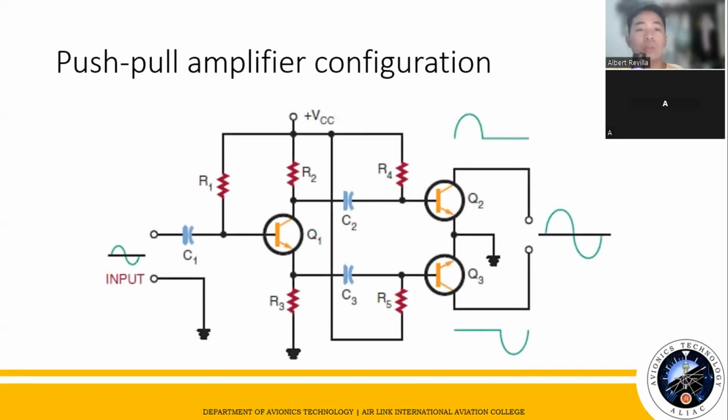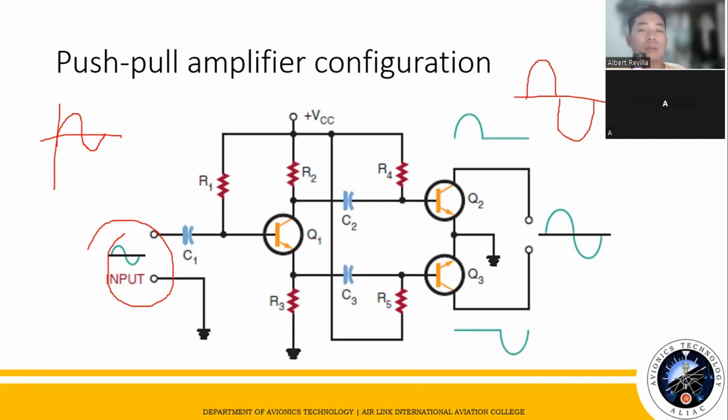So, push-pull amplifier system, the Class A, B, C amplifier produce a substantial amount of distortion. This is because they amplify only a portion of the input signal to amplify the full AC. So, ulitin natin. Meron kang input na isang full cycle, but the output, syempre, is kalahati lang.